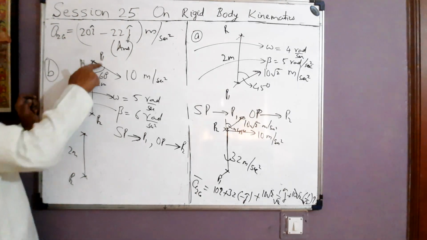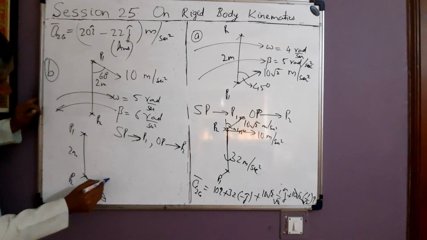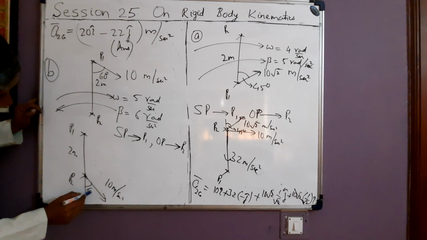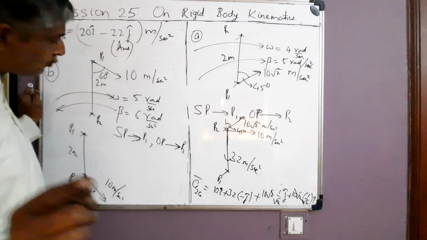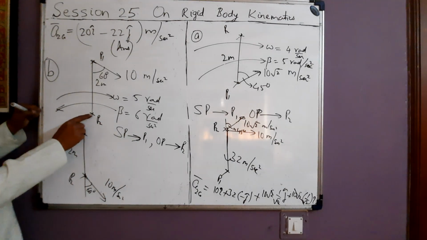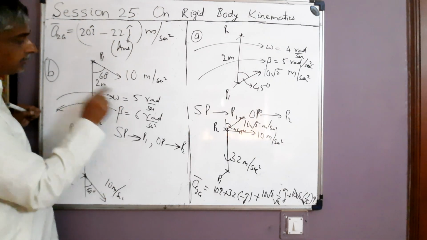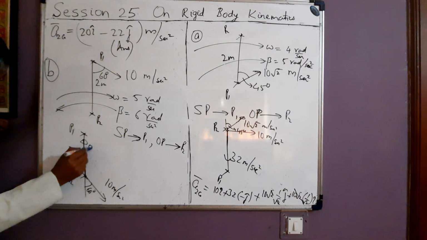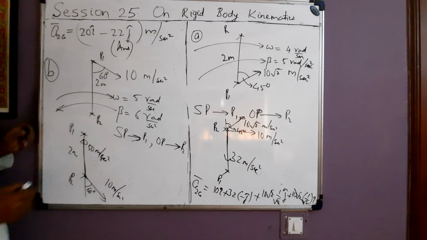We give the acceleration of the selected point P1 to the other point P2. So to P2 I give an acceleration of 10 meter per second square at an angle of 60 degree. Now I give two more accelerations to P2. Omega square R to the other point P2 towards the selected point P1. Omega square becomes 25, R becomes 2, 25 into 2 is 50. So I give an acceleration of 50 meter per second square to P2 towards P1.